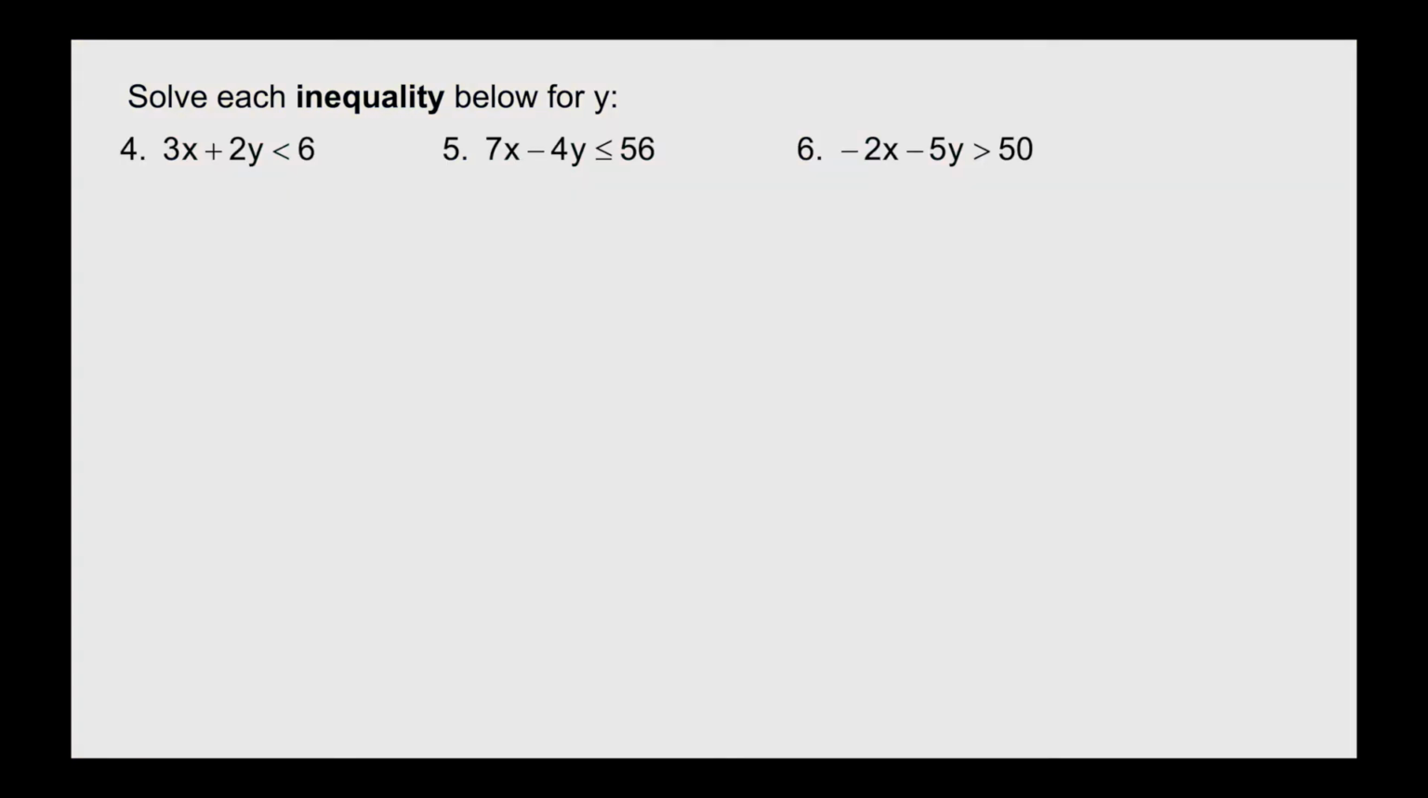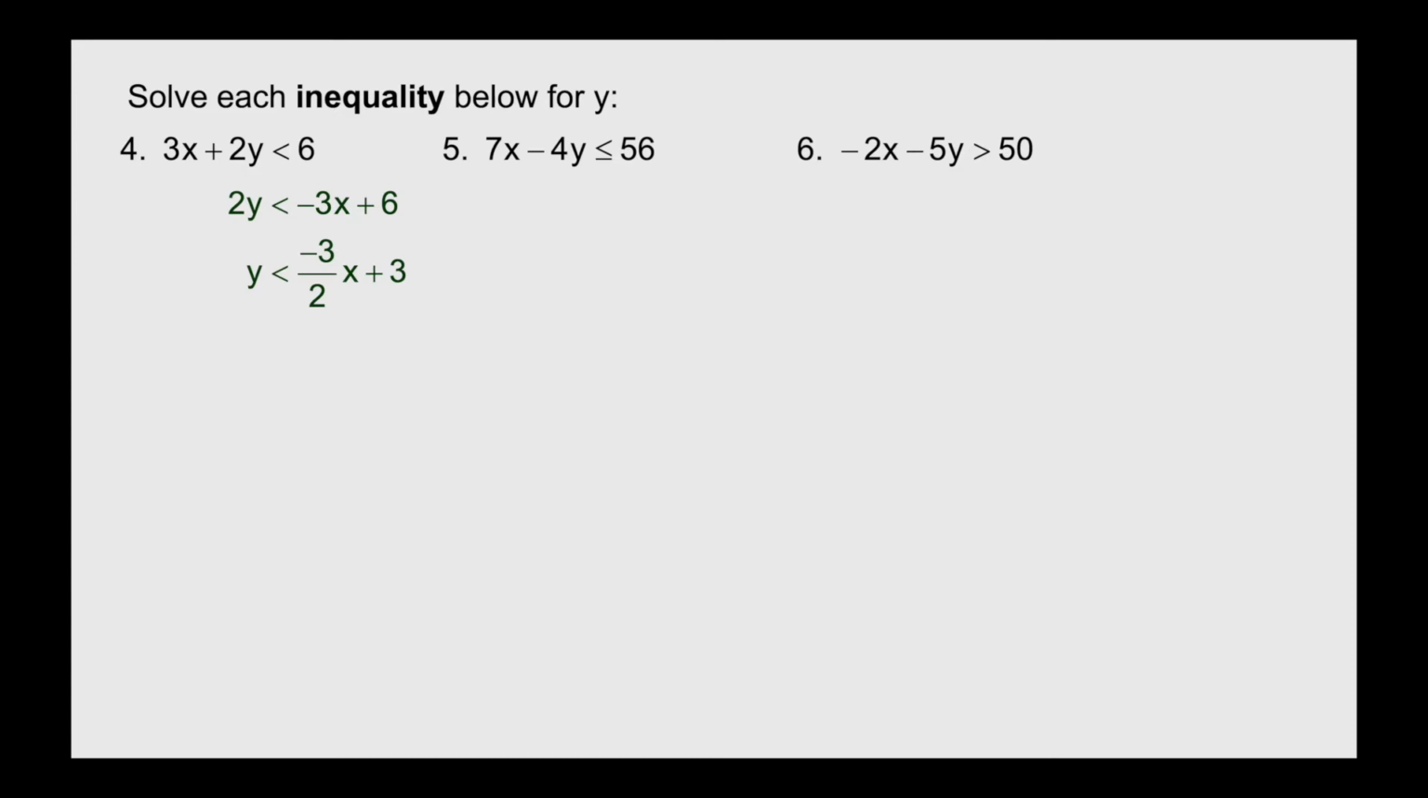So same type of problem here. We're solving each of these inequalities for y. So you can go through and solve each of those inequalities. In number 4, when we're trying to isolate the y, we would start by subtracting over 3x. So here I've got 2y is less than negative 3x plus 6. From there, I would divide both sides by 2, giving me y is less than negative 3 halves x plus 3.